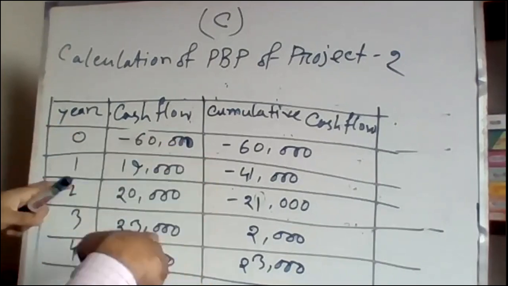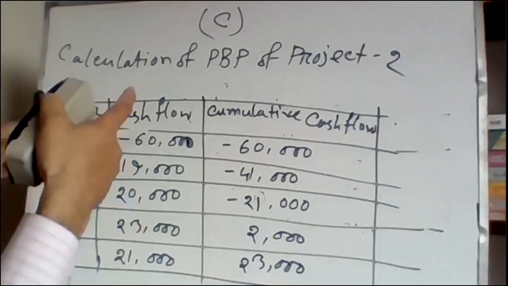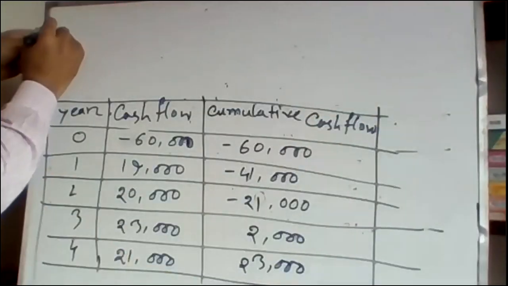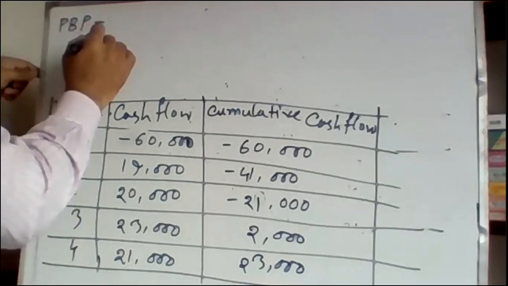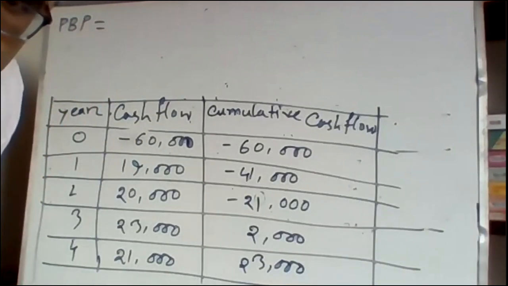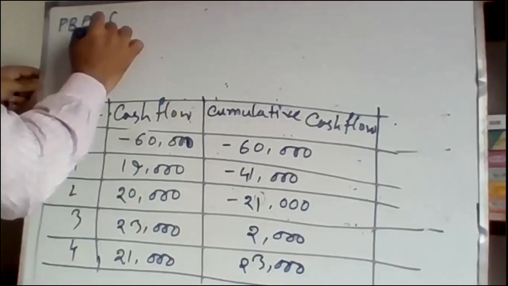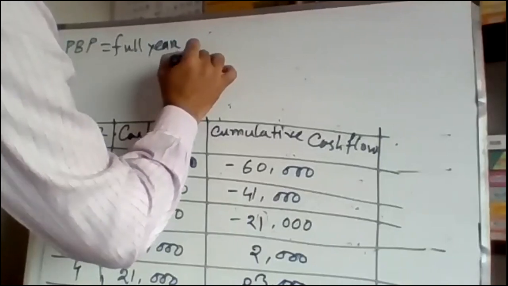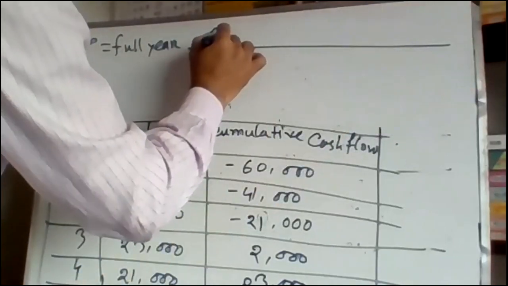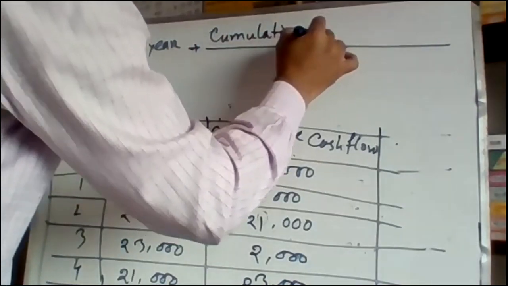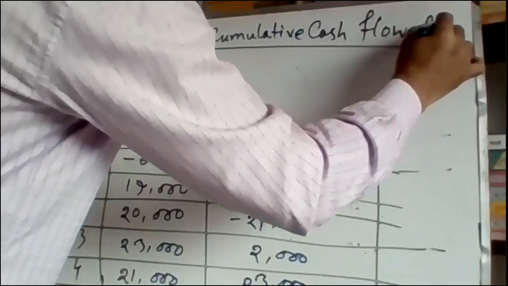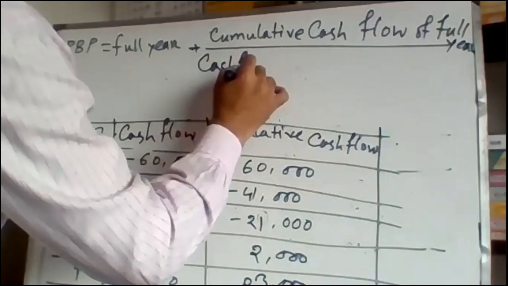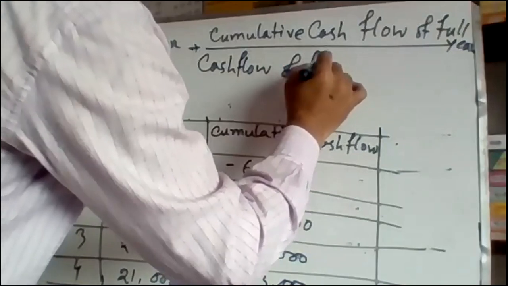And now we have to find out the values of the formulas. As the figure is uneven, for that we have to calculate the payback period using this table. Let me write the formula here. Payback period: which formula will we use if there is uneven cash flow? Uneven cash flow equals full year, right? Full year plus, draw a straight line, cumulative cash flow of full year, over cash flow, only cash flow, of full year.